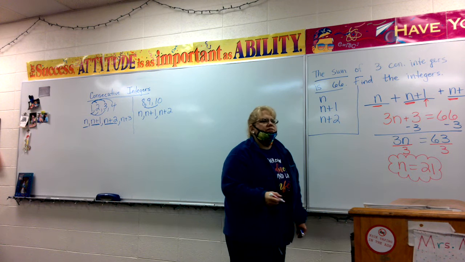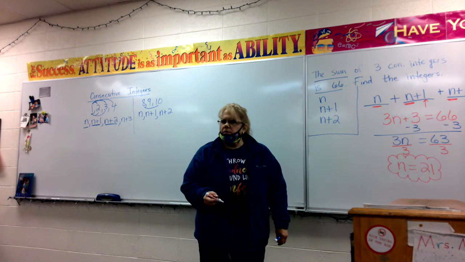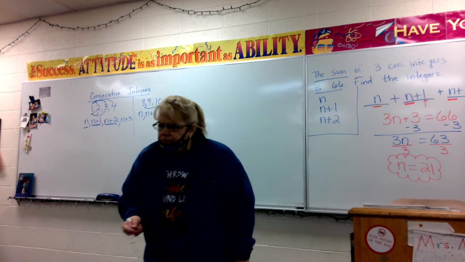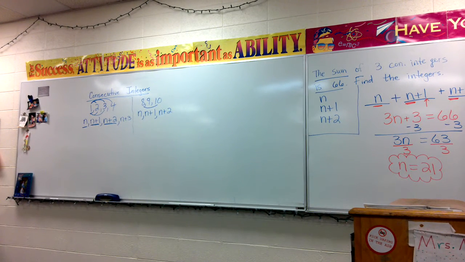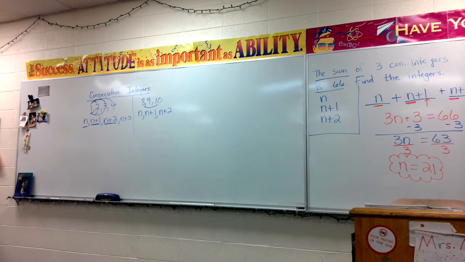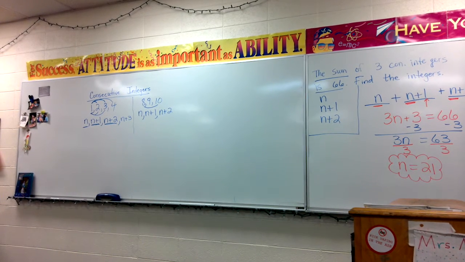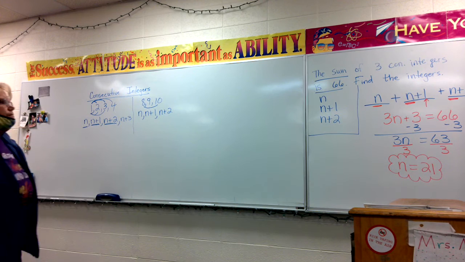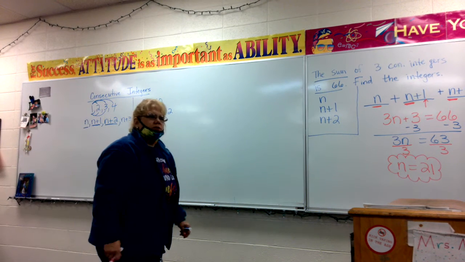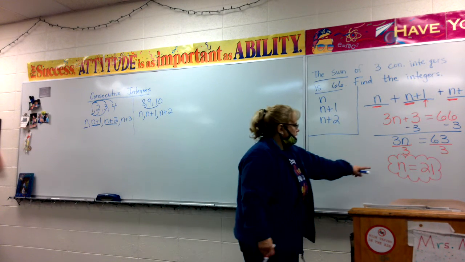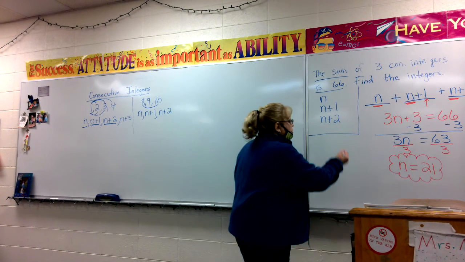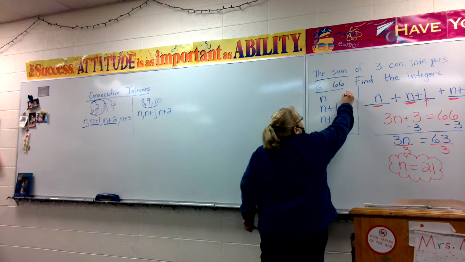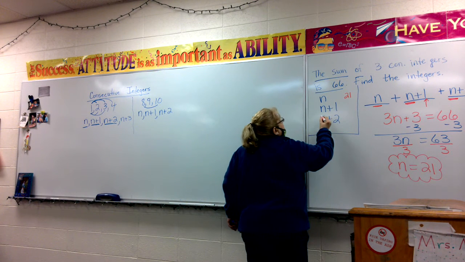Did you find 3 consecutive integers? No, we found 1. The first number is 21. The first number here is 21. What's 21 plus 1?